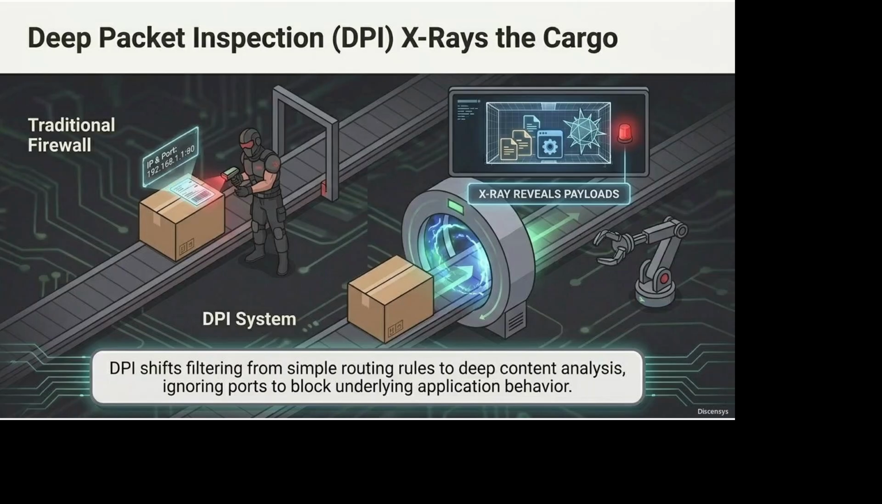You could see in the image the traditional firewall as someone checking the package, whatever is received, whether it actually includes malware or not. And on the other side, X-ray reveals payloads, the DPI system. So DPI shifts filtering from simple routing rules to deep content analysis, ignoring ports to block underlying application behavior. But modern websites use HTTPS encryption.